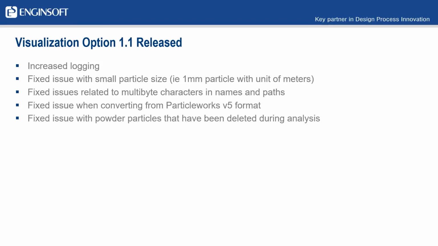Being a 1.1 release, this was mostly a bug fix release. There's some additional logging available for troubleshooting issues, as well as fixes for some issues related to very small particles, and some multi-byte issues. These are going to be most common for international customers that are not using just the basic English characters. There's also a fix for the Particleworks V5 format. I don't think many folks are still using it, but it's nice that it's supported. And then an issue related to powder particles.